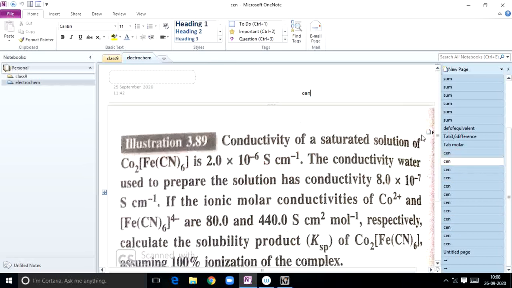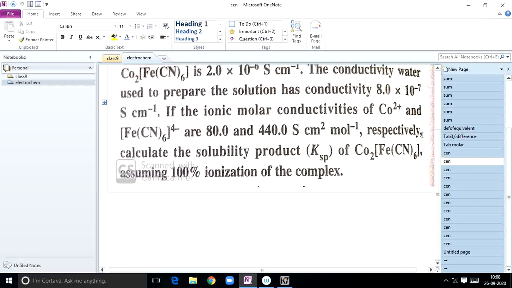Next, the conductivity of a saturated solution of one complex is given, Co2 Fe(CN)6. The conductivity of water used to prepare the solution is 8 into 10 power minus 7. If the ionic molar conductivities of Co2 plus and Fe(CN)6 4 minus are given, calculate the solubility product KSP assuming 100% ionization of the complex. Very easy sum. For looking, this is this much big and lengthy.